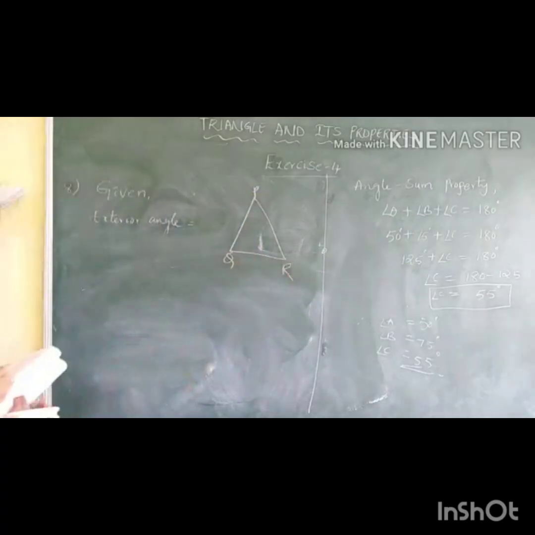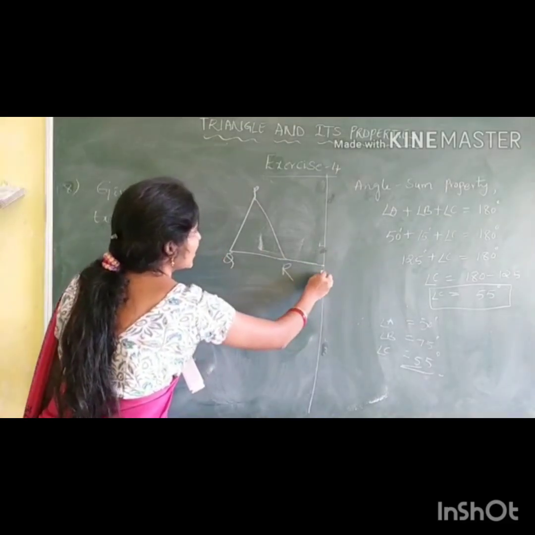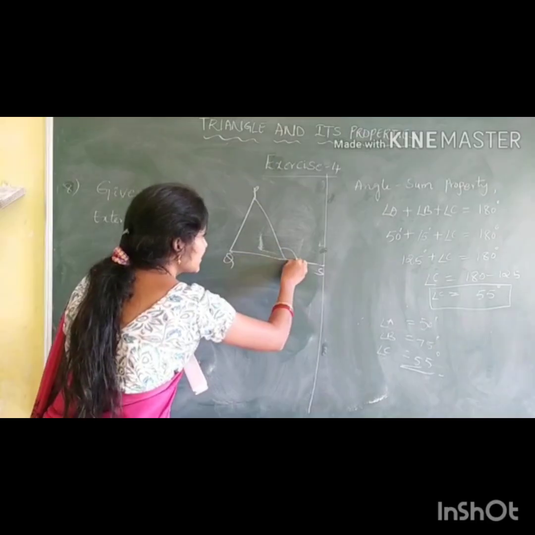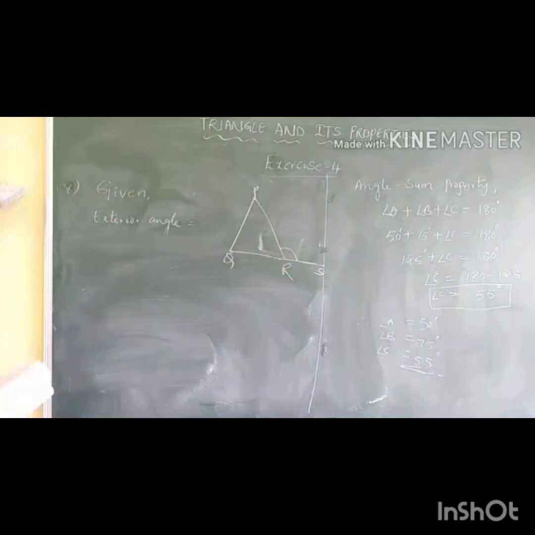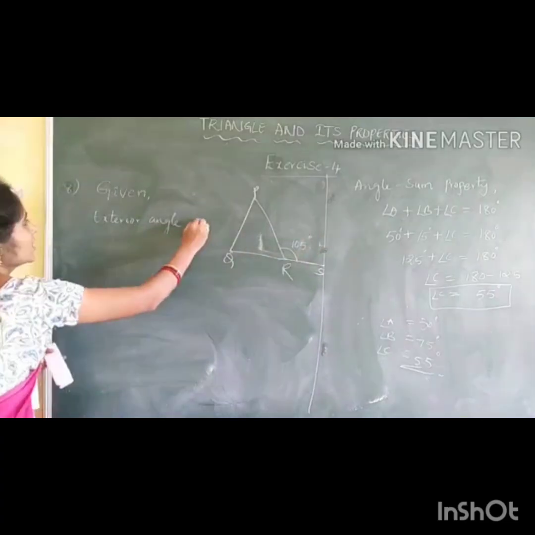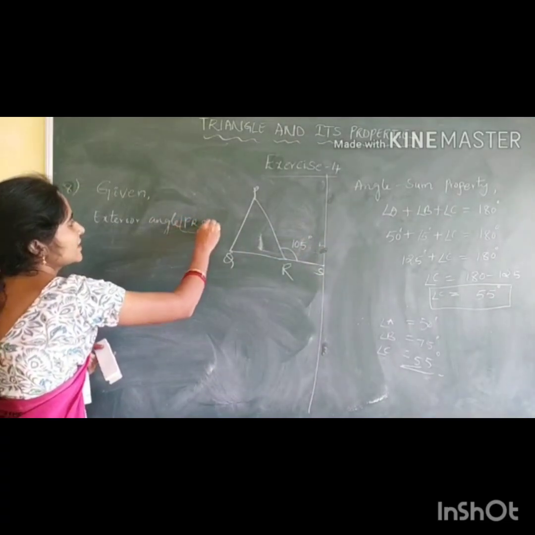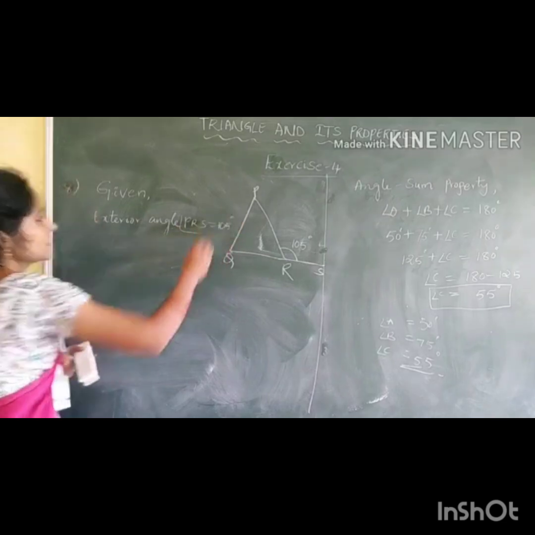PQR, and the exterior angle PRS at R. Extend QR up to S. Here an exterior angle is formed. This exterior angle is how much? 105 degrees. Angle PRS, the exterior angle, is 105 degrees, they gave.